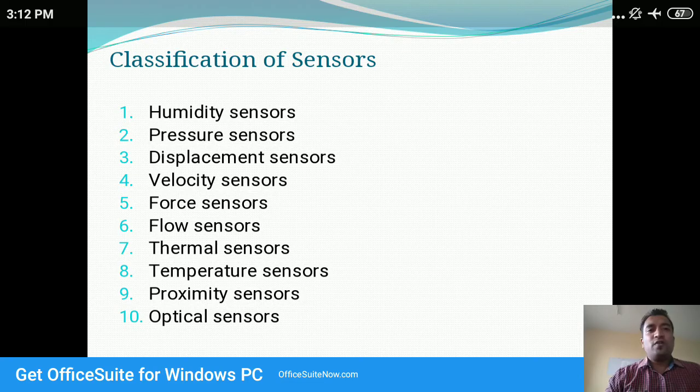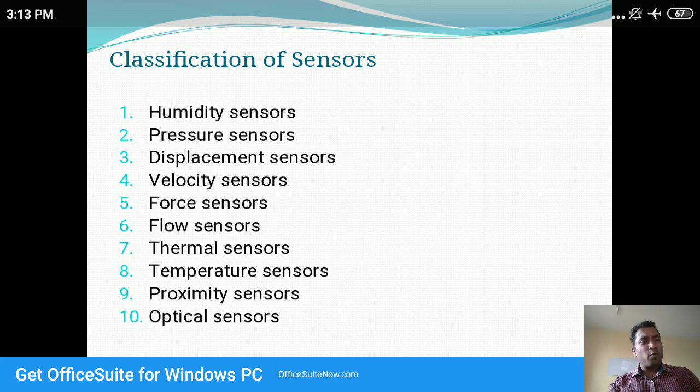Now, classification of sensors. Here you can see the humidity sensor, which is used to measure humidity, pressure sensor to measure pressure, displacement sensor to measure displacement, velocity sensor for velocity measurement, force sensors to measure forces, flow sensor to measure any kind of flow of a fluid, thermal sensor to measure heat, temperature sensor to measure temperature, and proximity sensor to measure the presence of any element.